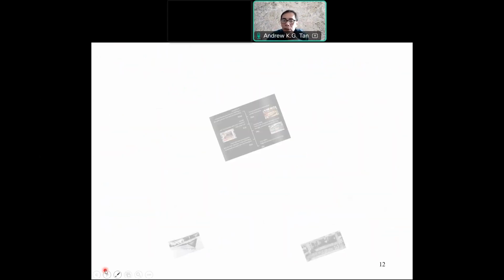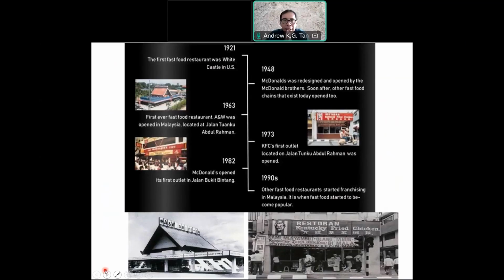You are not going to talk about how in 1921, the first fast food was White Castle in the US. 1963, the first ever fast food restaurant was A&W, opened in Malaysia. 1973, KFC came in. 1982, McDonald's opened up. 1990, other fast food restaurants started franchising. And then the growth, the statistics, no. Your spouse will fall asleep again.